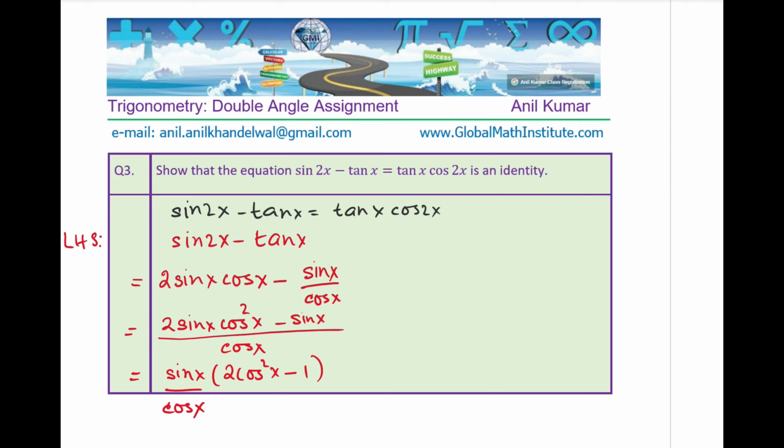So as we just have shown the identity, we know this term 2 cos square x minus 1 is actually cos 2x, correct? And sin x over cos x is tan x. So we could write this as equal to tan x, and this is cos 2x, and that is the right hand side. So that is how we can actually prove the identity. Clear, right?